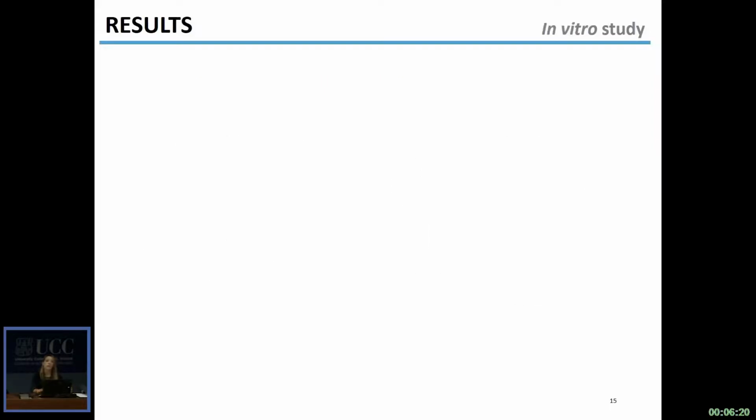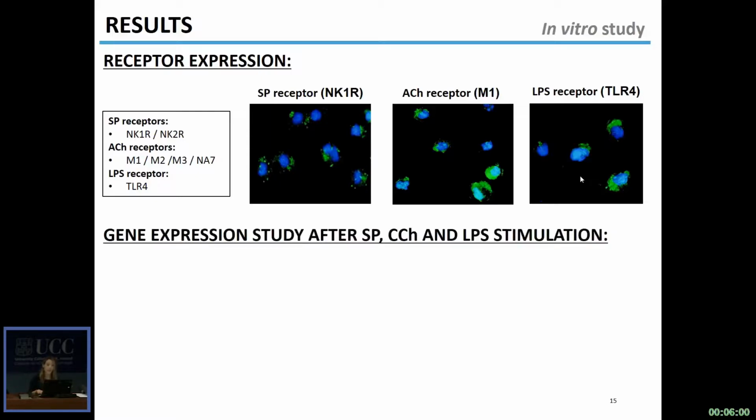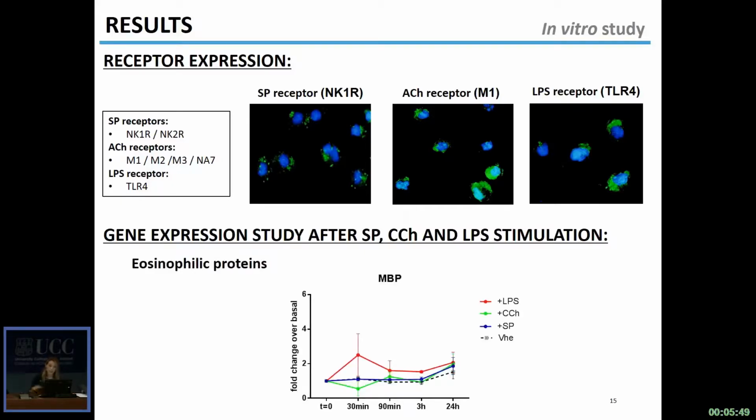So to gain insight into the mechanism underlying the stress response, we evaluated a neuropeptide stimulation in the eosinophilic cell line. For this, we first evaluated the substance P, the acetylcholine and LPS receptors in this cell line, as shown in these representative images. We then evaluated a time course gene expression response after stimulation with substance P, carbachol, and LPS of the eosinophilic cationic proteins. And as we can see in the graph, there are neither changes in MBP gene expression during time nor in the other eosinophilic cationic proteins.